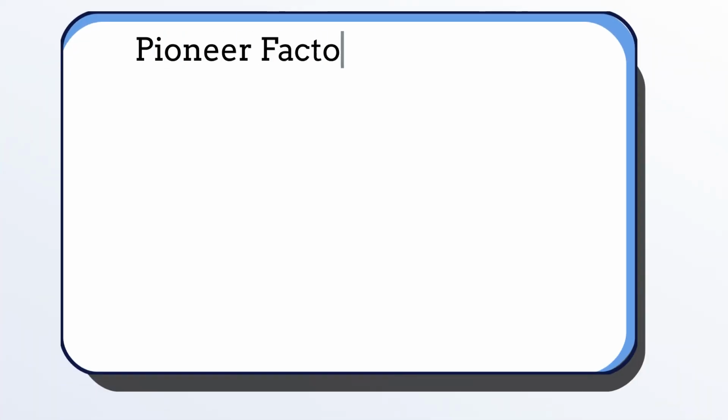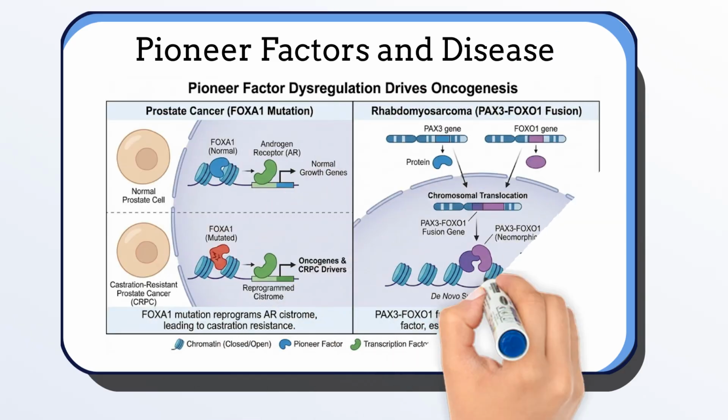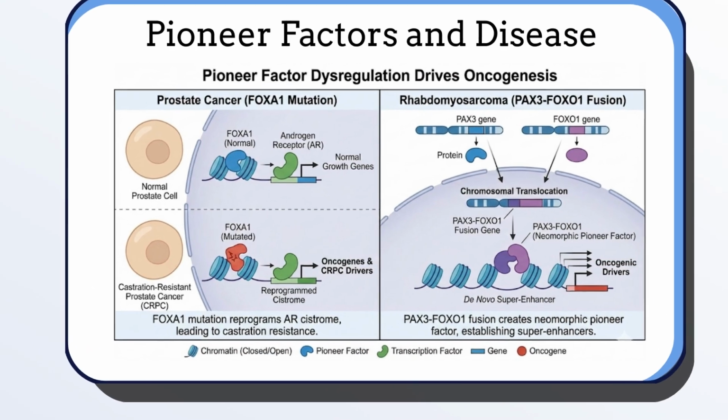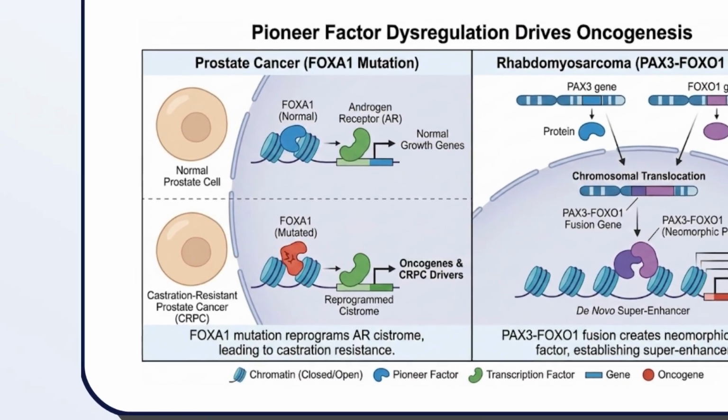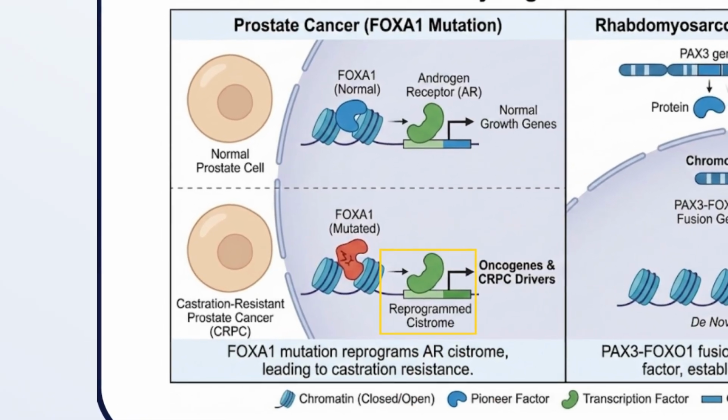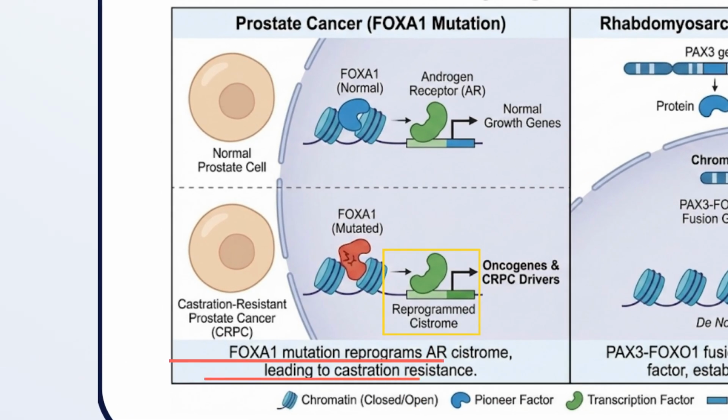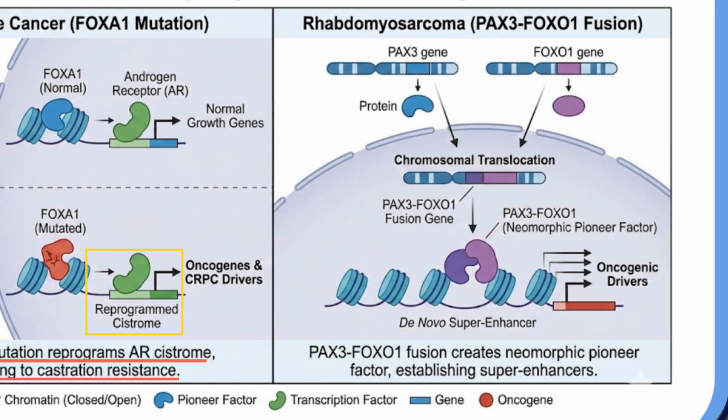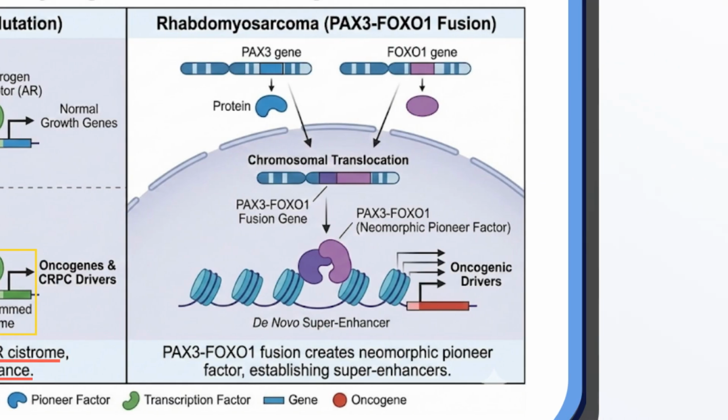In cancer, pioneer factor dysregulation drives oncogenesis. FOXA1 mutations occur in over 10% of prostate cancers, reprogramming the androgen receptor cistrome to drive castration-resistant disease. Additionally, PAX3-FOXO1 fusions generated by chromosomal translocations create neomorphic pioneer factors that establish de novo super-enhancers in rhabdomyosarcoma.